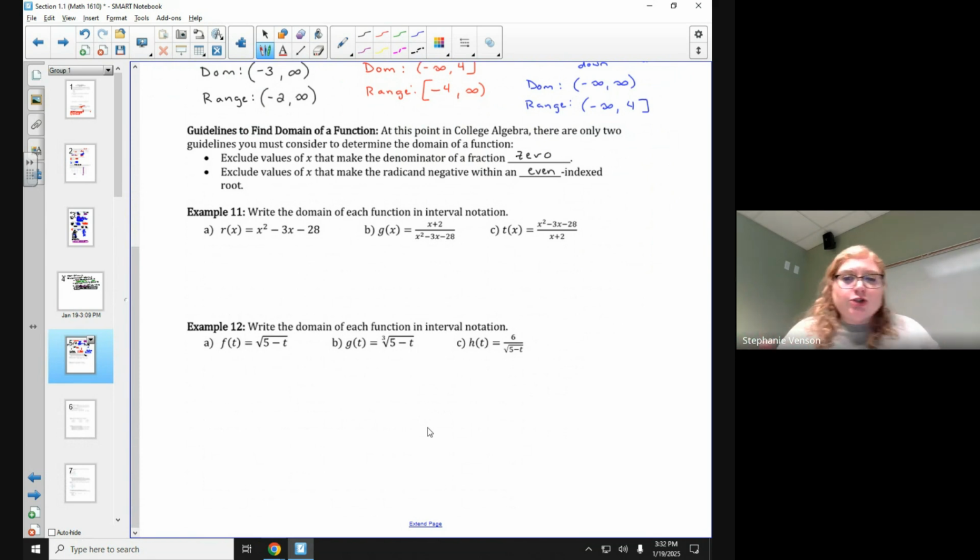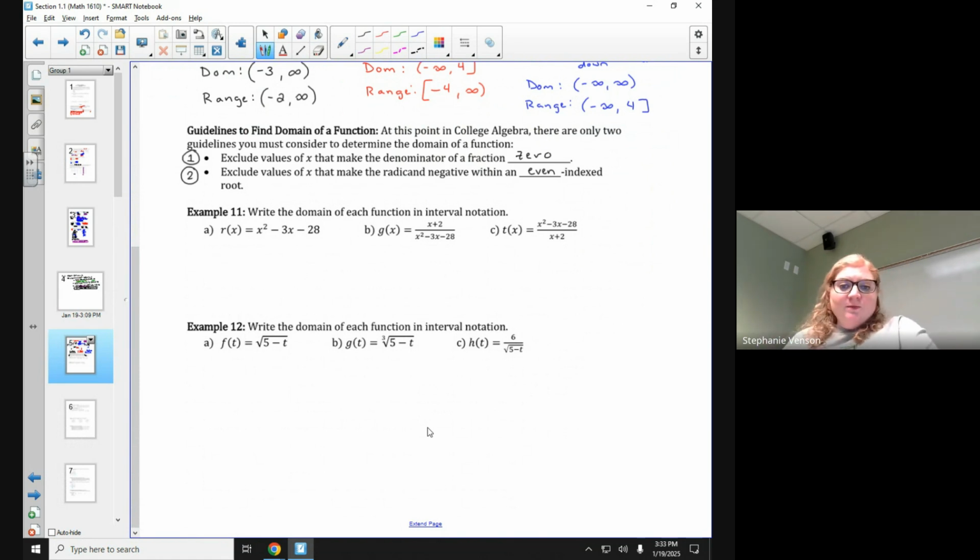Okay, so let me give you the short version of this. At this point in college algebra, you're only looking for 2 things. Here's the first one. If you have an x in the denominator, you're going to have a restriction on your domain. That's what the first thing you're looking for is, x's in the denominator. 2, if you have an even indexed radical, so that's like a square root, 4th root, 6th root, 8th root, stuff like that. Okay, so let's take a look at example 11 because some of this is going to be easier to understand within examples. So just pay really close attention.